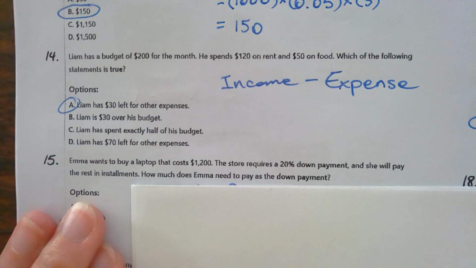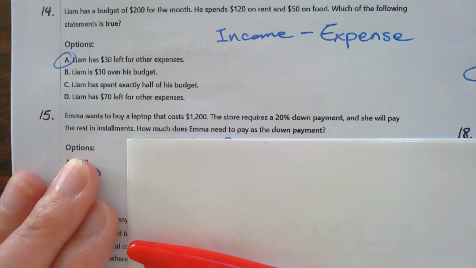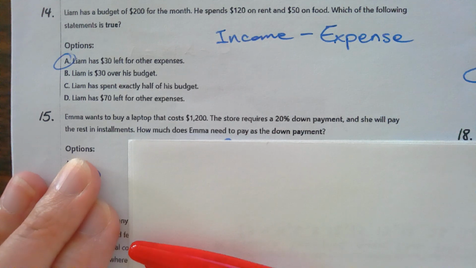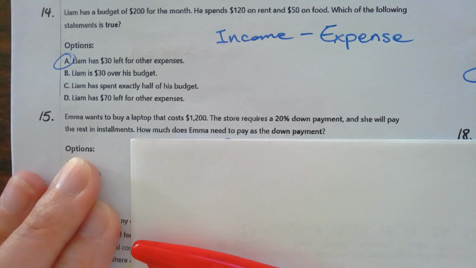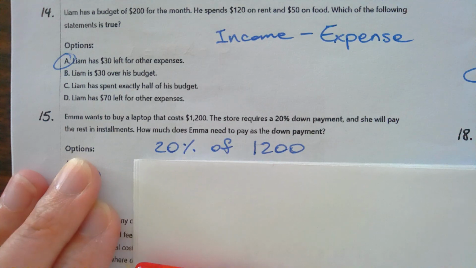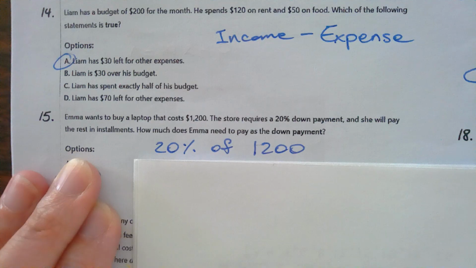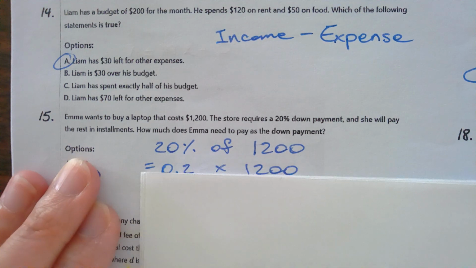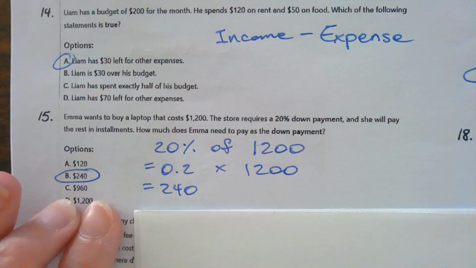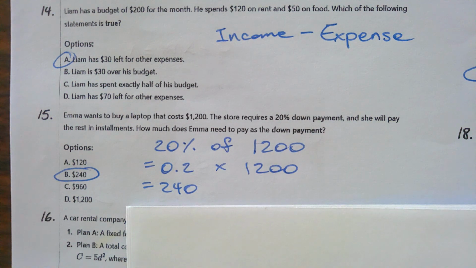Okay. 15. Down payment. What's down payment again? Money you put down at the beginning. Right. What's the purpose of a down payment? To reduce the interest. Good. Interest is a type of tax? No, it's different. Right? Okay. 20% of 1200. Change that to a decimal. Of means times. When you multiply it, you get 240. Okay.